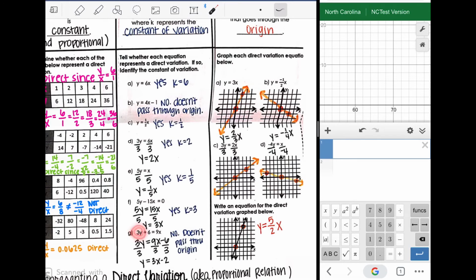Part G, same thing. We want to know if we can get y equals some number times x. Well, first we have to get the y value on the left by itself, so we would subtract 6 from both sides. That gives us 3y equals 9x minus 6, and then we would divide everything by 3. That still leaves us with y equals 3x minus 2. This minus 2 on the end tells us that that function is not going to pass through the origin. So that is not a direct variation. It needs to just be y equals 3x in order for it to be a direct variation.